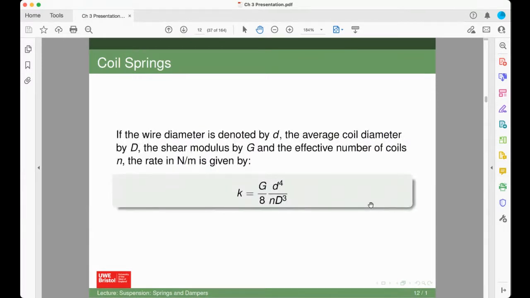If you're working out K of a spring, you can do that from some basic parameters. You've got the diameter of the wire, then the coil diameter, which is the outside diameter of the whole spring. Then the shear modulus G, which is a property of the material, and the number of coils N, and the rate, given in Newton meters, can be calculated.